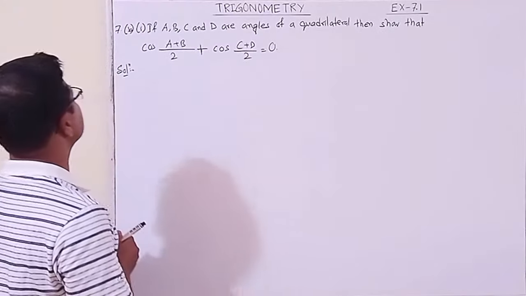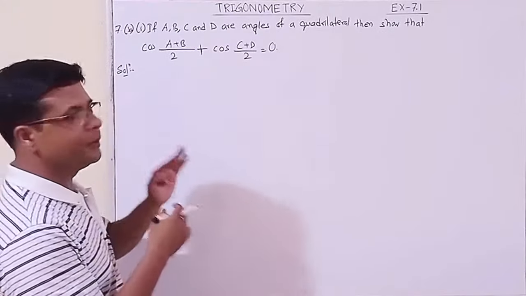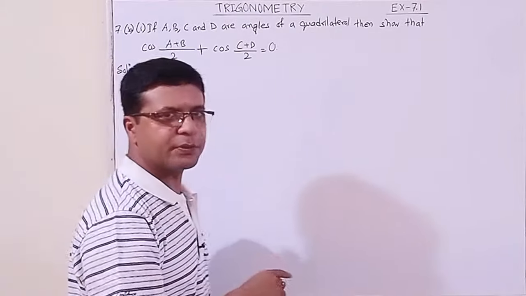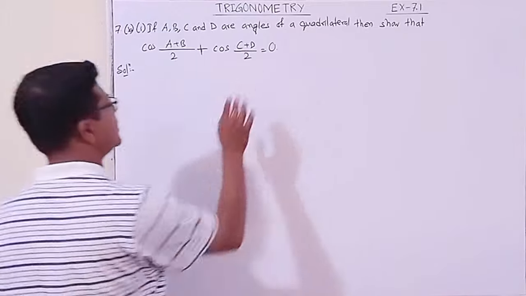My beloved students, we have taken number 7b. In 7b again there are two parts, 1 and 2. In the first question it is: if a, b, c and d are the angles of a quadrilateral, then show that this equals this.